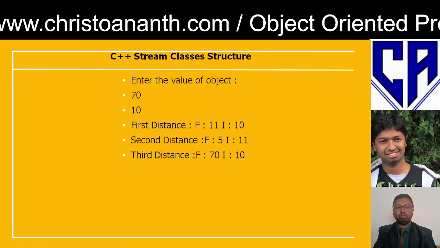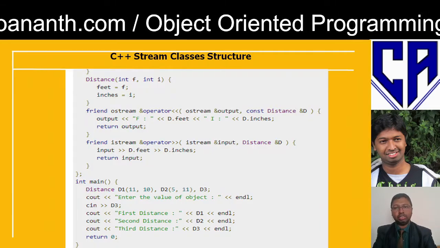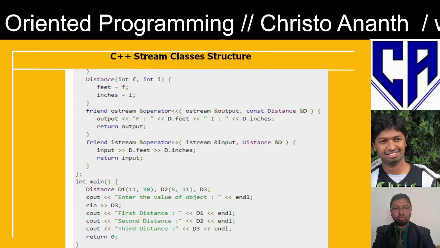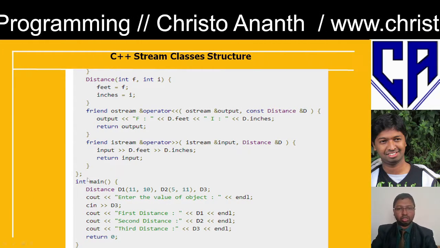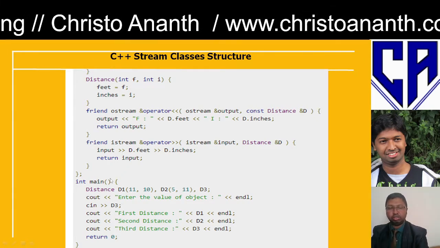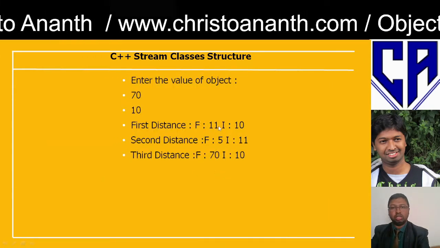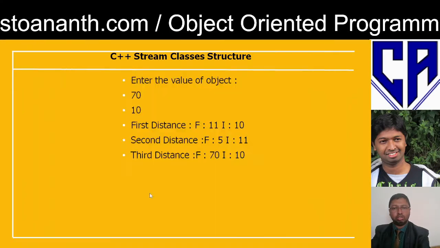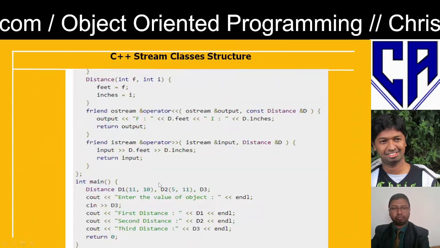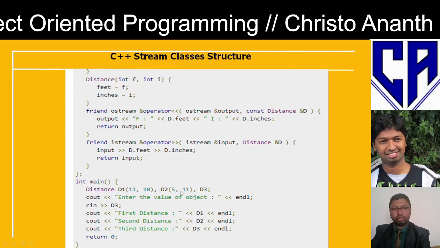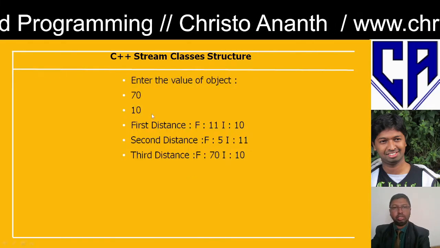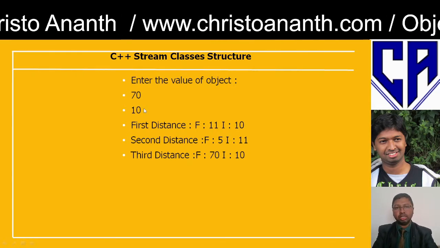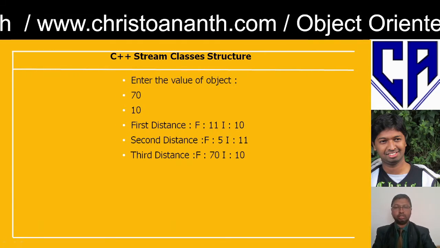So this is how it goes with the assigning in the case of the distance, in feet and inches. For example, here it is specified 11 feet 10 inches. For the second it is 5 feet 11 inches, and d3 you can have 70 feet and 10 inches. So this is how it goes with the C++ stream class structure.